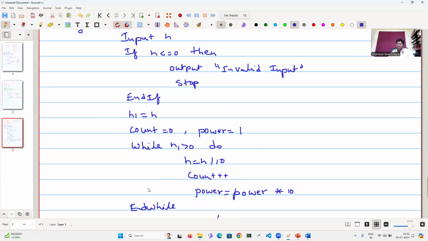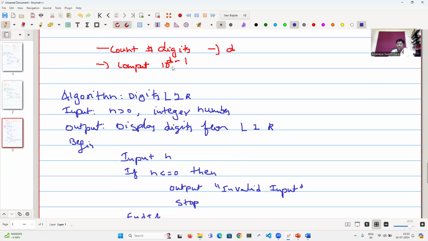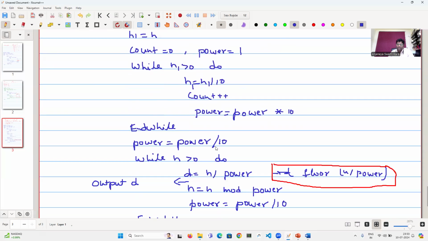By the time this while loop completes, sorry, this should be n1. So n1 equal to n1 divided by 10. So by the time this while loop completes, we have count as the number of digits, and power will be 10 to the d. But we want 10 to the d minus 1, right? So power equal to power by 10. If you do power equal to power by 10, it will be 10 to the d minus 1.